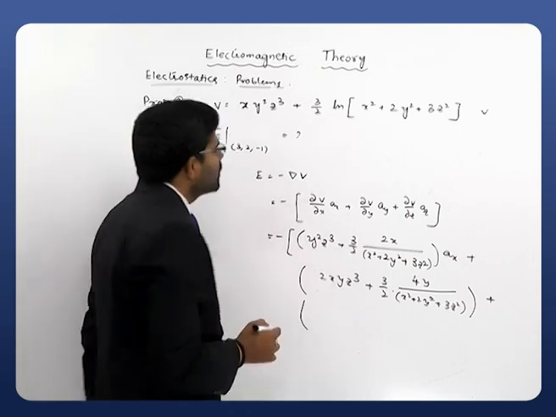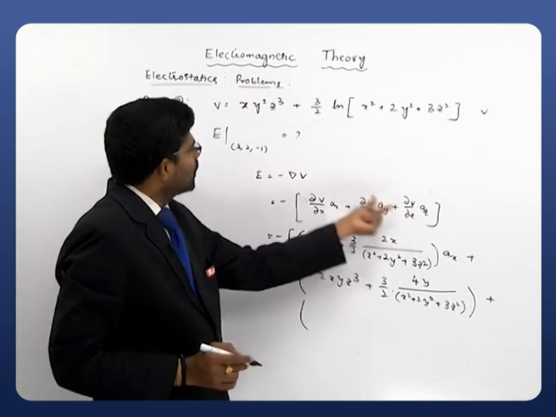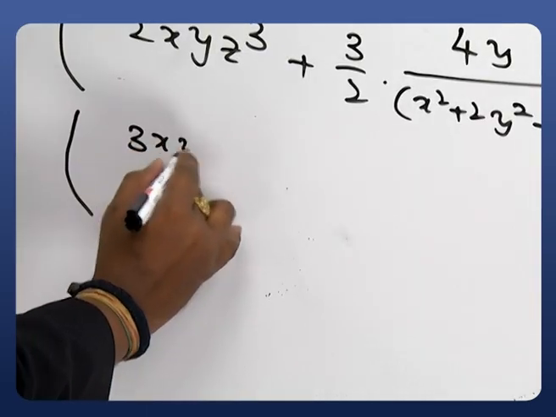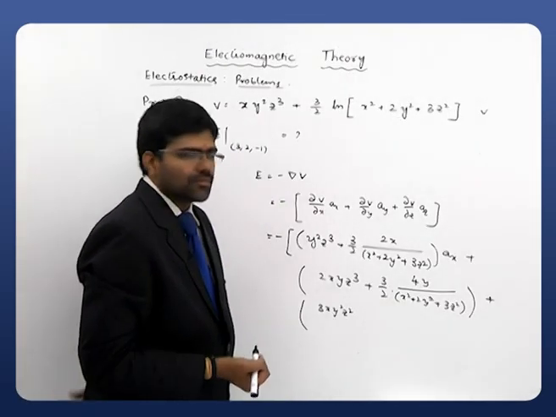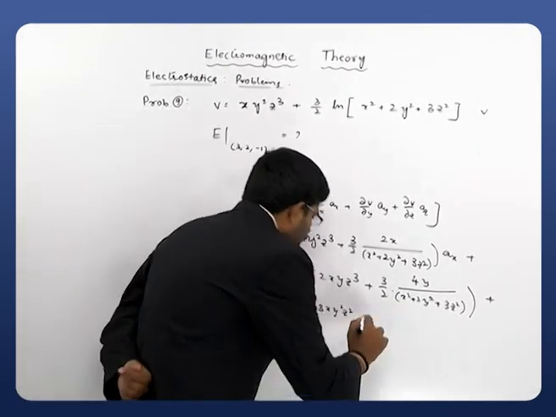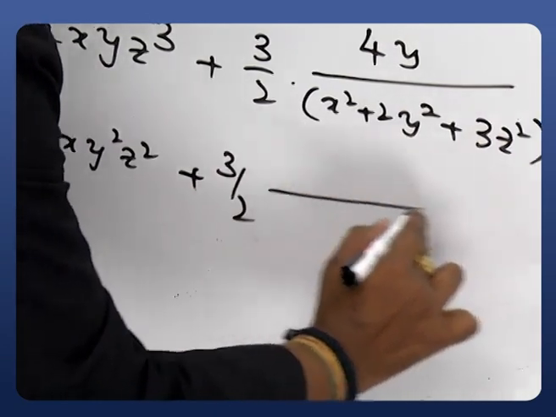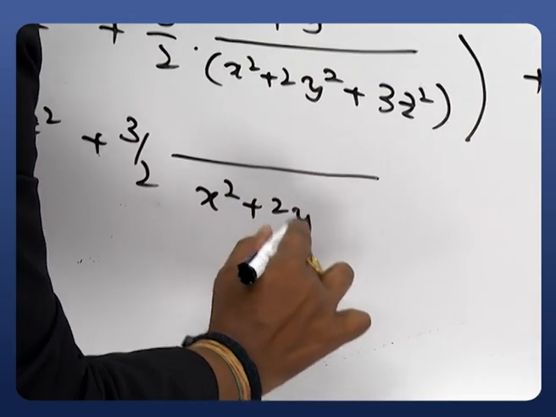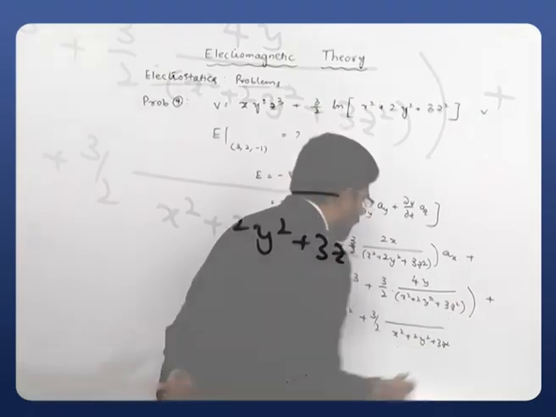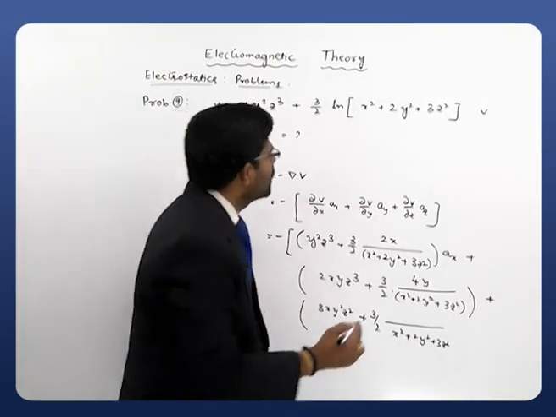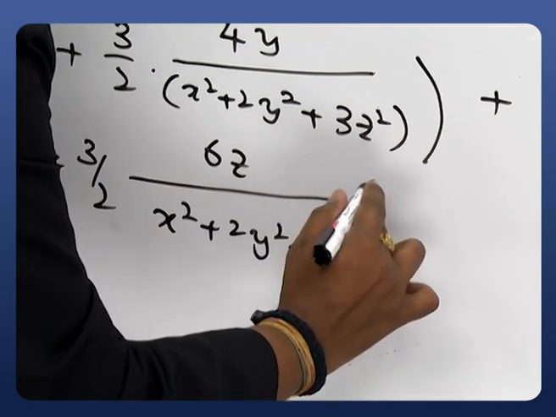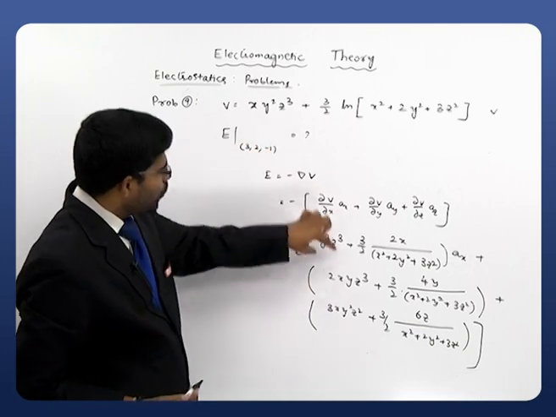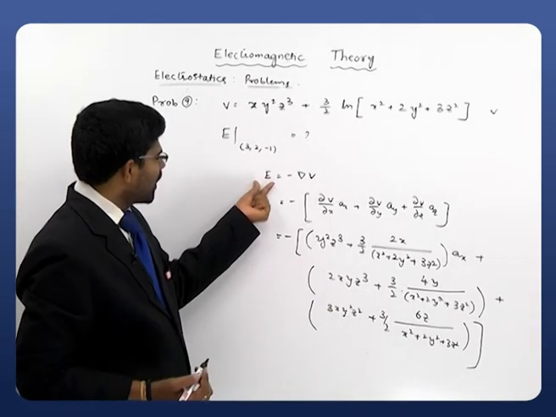The third term is the differentiation with respect to z. So the differentiation with respect to z for the first term is 3xy square z square, and for the second term plus 3 by 2, and in the denominator, since it is once again a logarithmic function, x square plus 2y square plus 3z square, and in the numerator the internal differentiation is 6z. So this is the total function we have, that the gradient of potential is nothing but the electric field intensity.